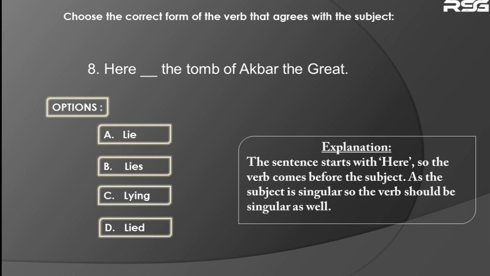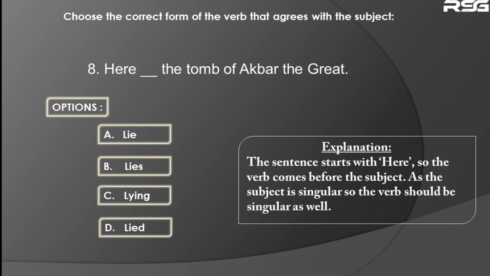Actually the sentence should begin with the tomb of Akbar the Great, right? But here the sentence is beginning with "here", and the verb comes next. So the sentence starts with "here", and what happens? The verb is coming before the subject. The subject is the tomb of Akbar the Great. So the verb is coming before the subject.